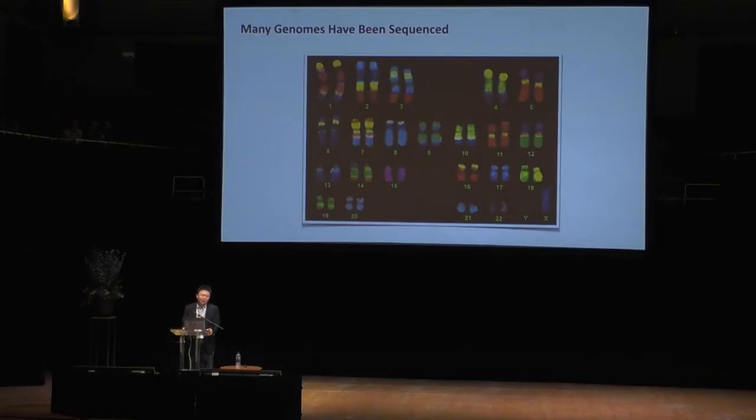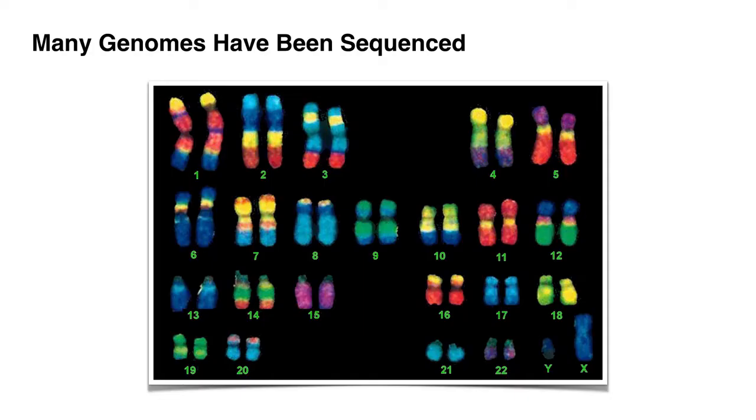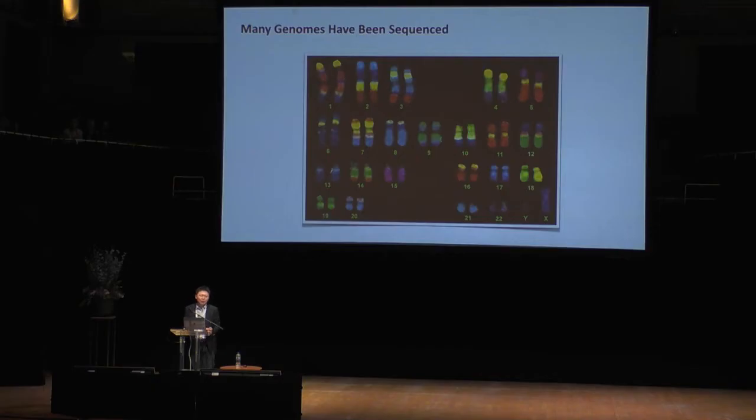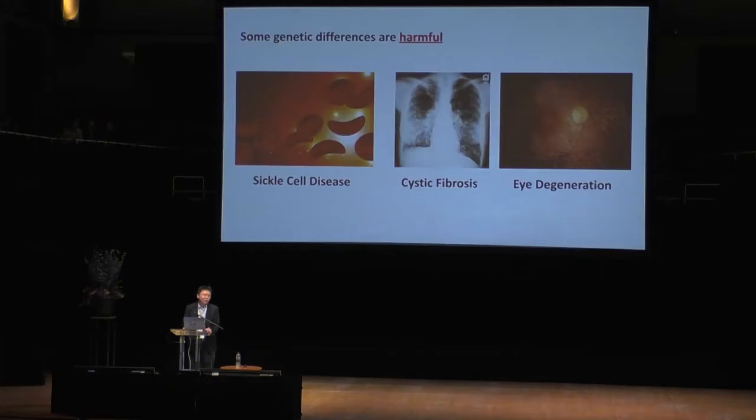So one of the really exciting advances in biology has been the completion of the human genome, and the cost of human DNA sequencing has dropped precipitously, and so now we can sequence the genome of thousands or tens of thousands of individuals. By comparing the genome of these individuals, we can find genetic differences that may underlie a disease. For example, some of the mutations that we have identified cause sickle cell disease or cystic fibrosis or eye degeneration. But not all genetic differences are necessarily harmful.